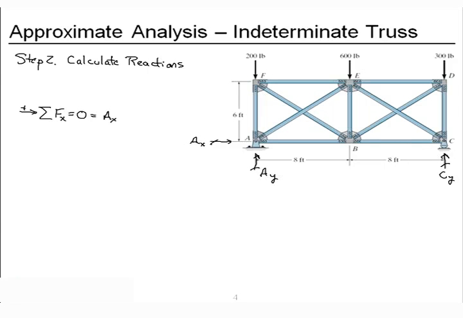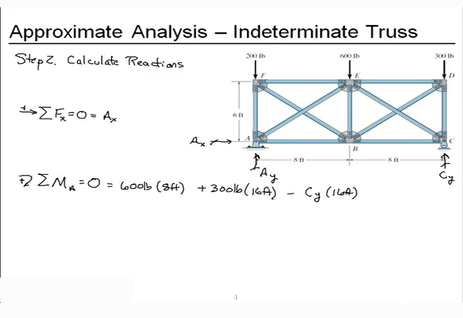Great. Now let's sum moments. I'll go clockwise as positive. And let's sum moments about point A. We know those have to add up to 0. I have the 600 pounds through 8 feet, the 300 pounds through 16 feet, and we'll subtract out reaction CY through 16 feet. If I solve for CY, we'll get 600 pounds. It's a positive quantity, which means it's in the direction drawn. It's up.